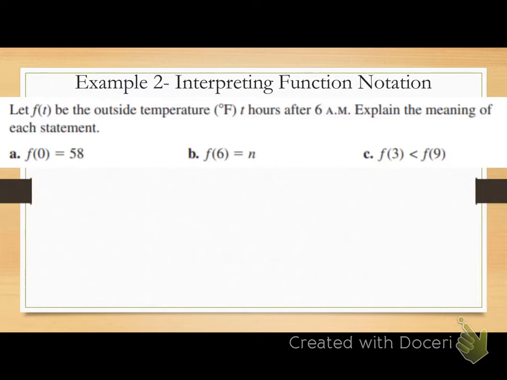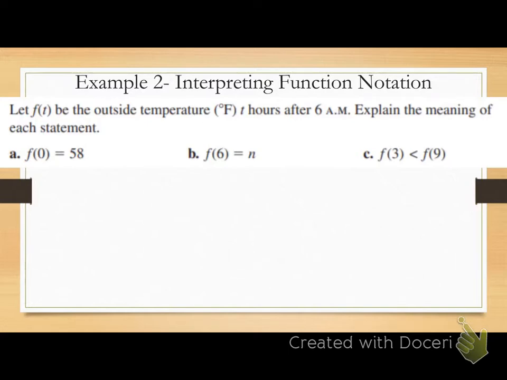Example 2. Here we have f of t instead of f of x. It says let f of t be the outside temperature in degrees Fahrenheit t hours after 6 a.m. Explain the meaning of each statement. So f of t, or my y in this case, is the outside temperature in degrees Fahrenheit. My t, or my x, what we're used to dealing with, is my number of hours after 6 a.m. Everyone okay with that? Yep.